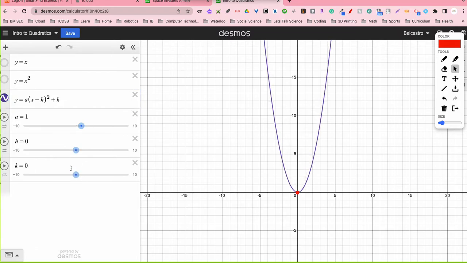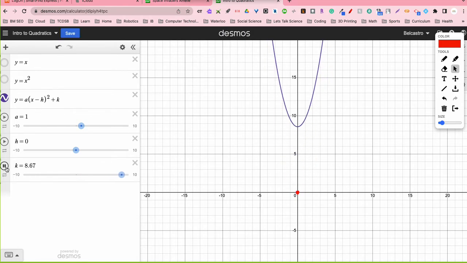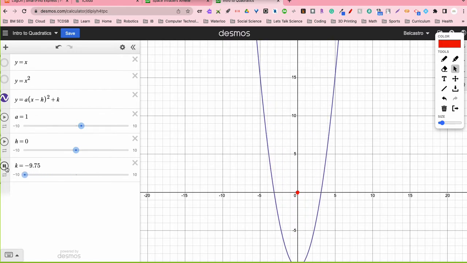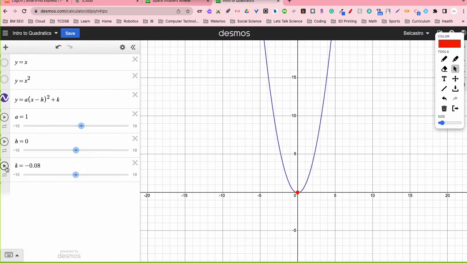There we go. Okay, and what I want to show you about this is that if we increase the k value, that actually shifts the entire function upwards. And if we drop it, it shifts the whole thing downwards. Okay? There we go. So that gives us the 0. If we shift the h value, that actually moves it left and right.